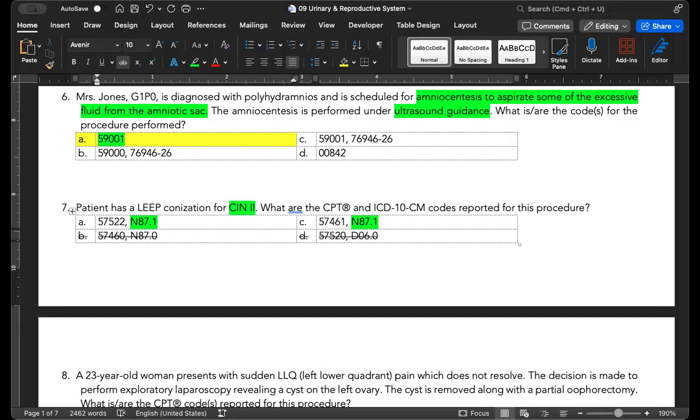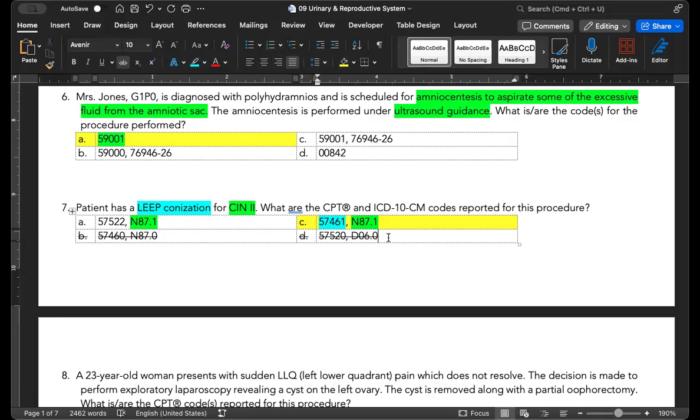So again, 57461 describes only the conization. Now, if we had done a D&C, a repair, or fulguration, it still would have been 57461. Because it says with or without, if we did it, great, it's all included. If not, it's totally fine. We're still just going to use this code anyways. Does that make sense?